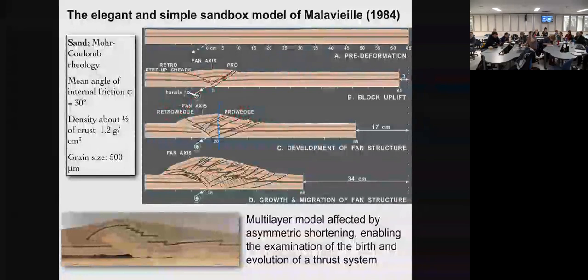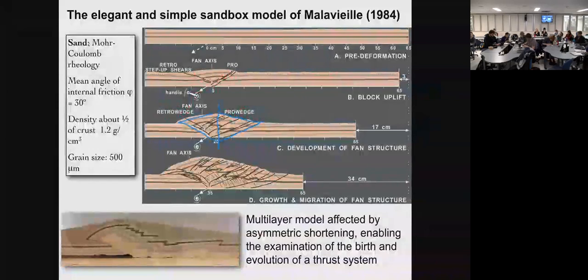Right, there's about halfway here. There's a wedge right there, and another one there. The pro wedge develops on the side that's being subducted underneath the other plate. The retro wedge is the deforming wedge developed on the plate above the subduction system. And these two wedges will evolve very, very differently.